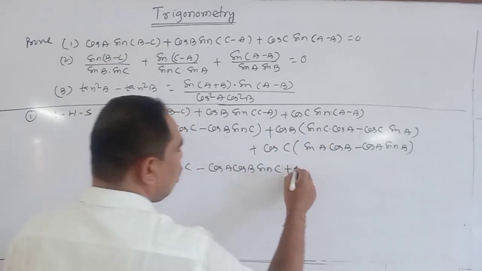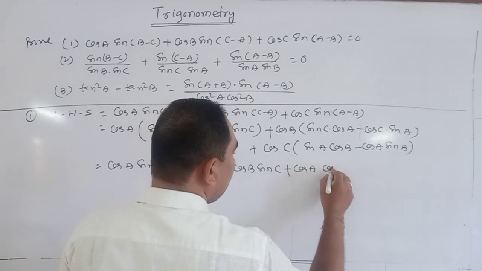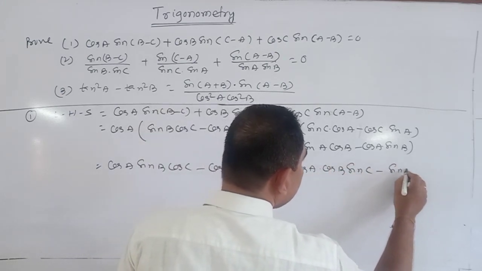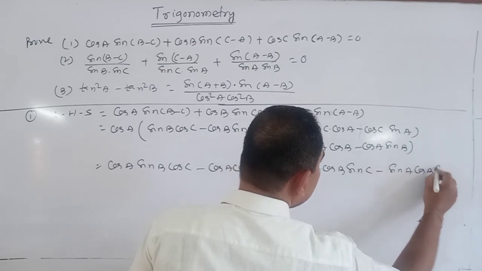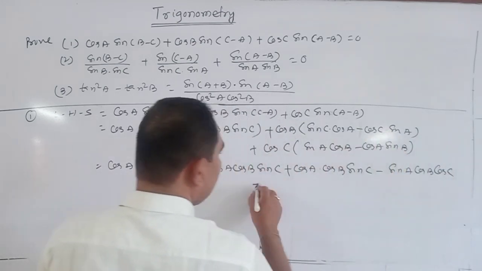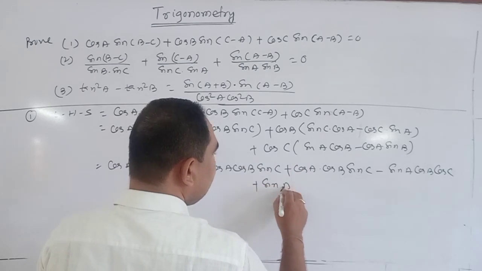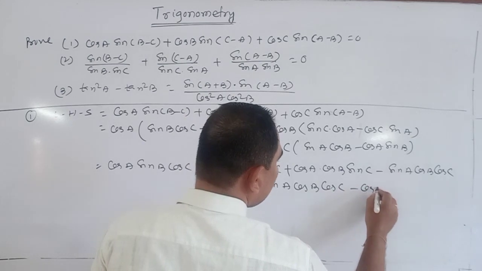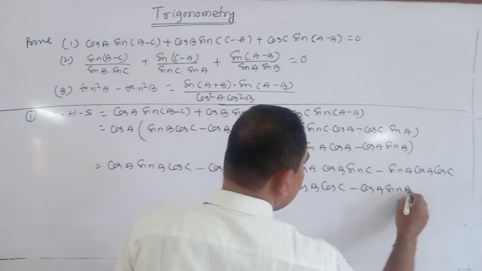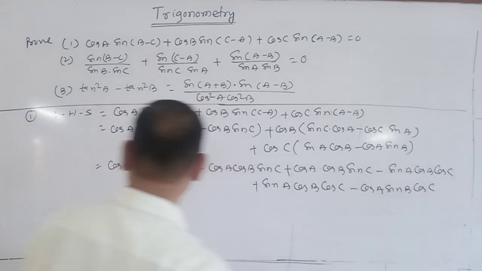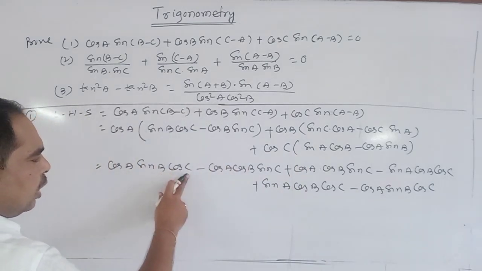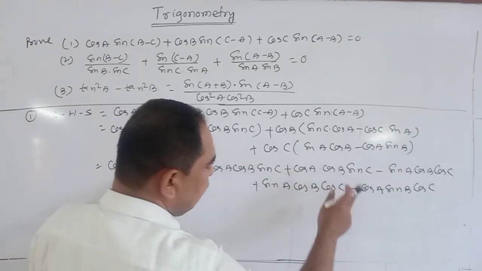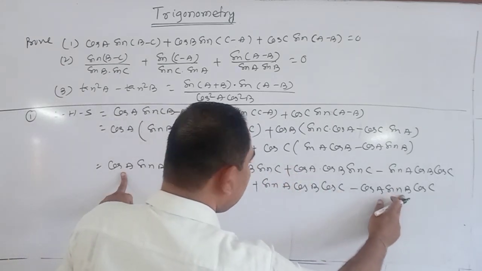Multiply कर दियो, cos A into cos B into sin C माइनस sin A into cos B into cos C प्लस sin A into cos B into cos C माइनस cos A into sin B into cos C. cos A sin B cos C, cos A sin B cos C, cos A sin B cos C.